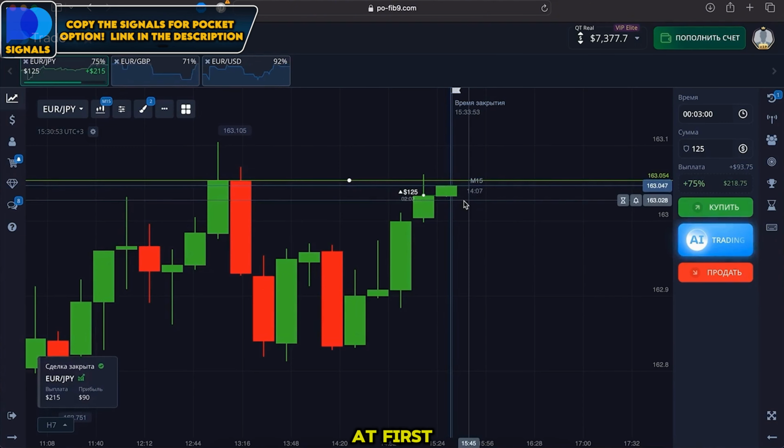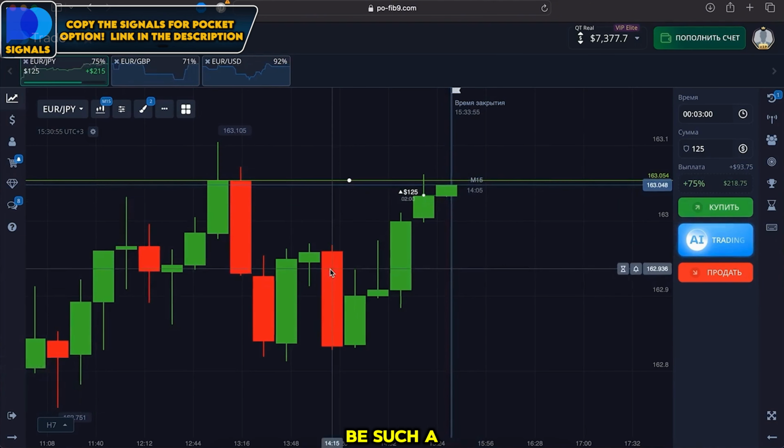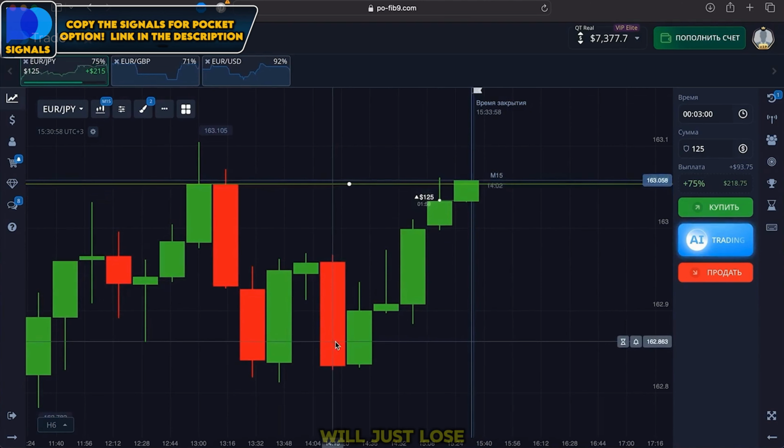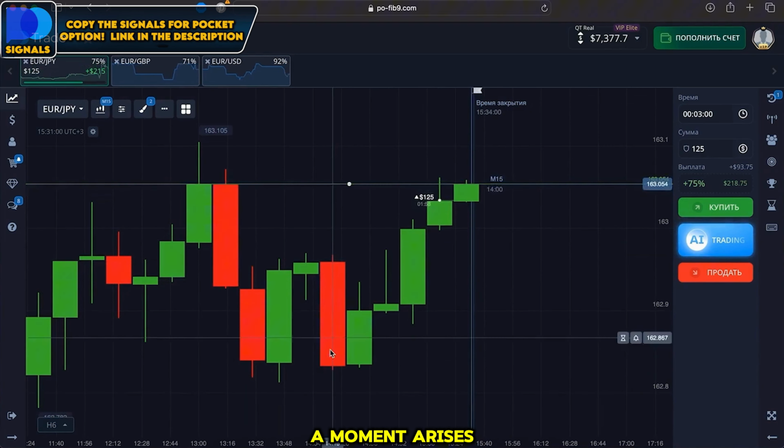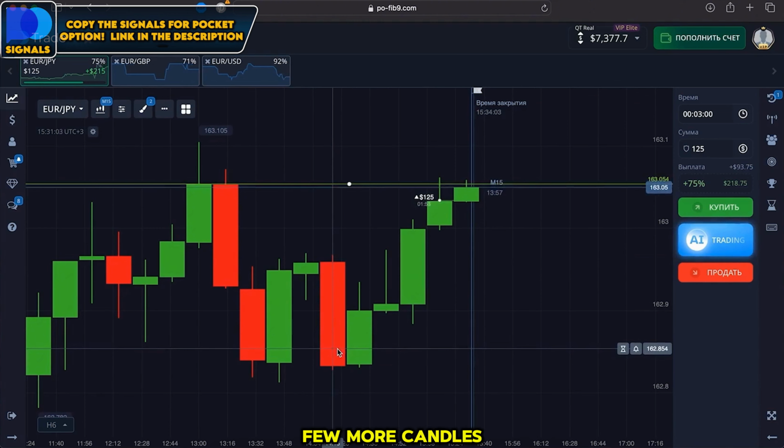Why do we need to wait at first? Because there will be such a moment, and what should we do? We will just lose all our trades. And if such a moment arises, then we simply wait for a few more candles.